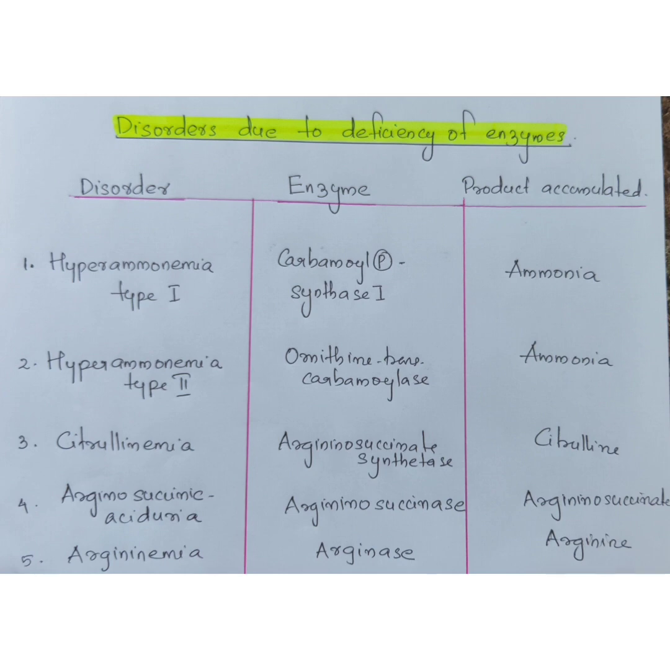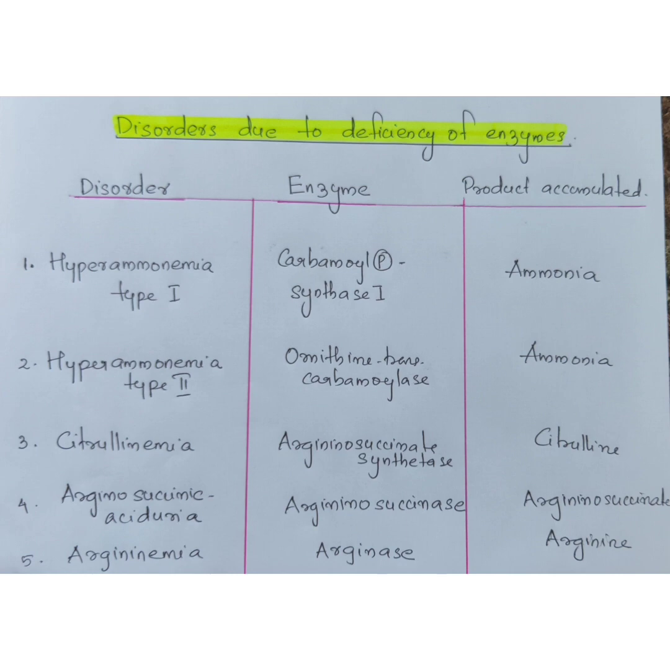Now, let us move on to the disorders caused by deficiency of enzymes involved in the urea cycle. The first disorder is hyperammonemia type 1. It is caused by the deficiency of the enzyme carbamoyl phosphate synthase 1, and due to its deficiency, ammonia gets accumulated. And due to the deficiency of the second enzyme ornithine transcarbamylase, ammonia gets accumulated and causes hyperammonemia type 2.